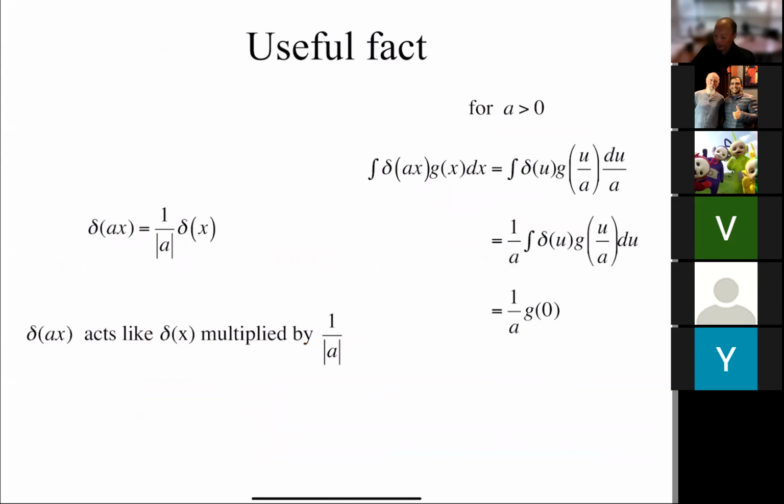Another useful fact is that we'll also be dealing with scaled delta functions, so delta(ax). This acts as a delta function, because ax equals 0 when x equals 0, but its area is reduced. If a is bigger than 1, delta(ax) is going to be narrower than delta(x), and so it's going to have less area. That's the 1 over a. So the area is reduced.